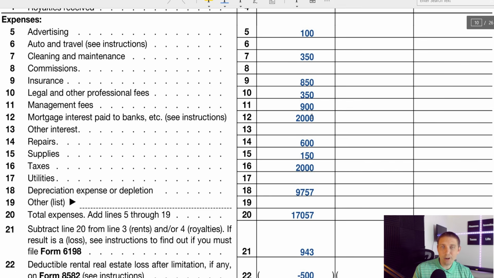And often, if your payments are impounded so that your property taxes are included in there as well, then you're also going to be able to see your total amount of property taxes you pay on that rental throughout the year as well.